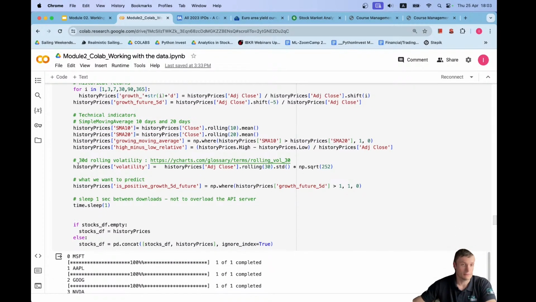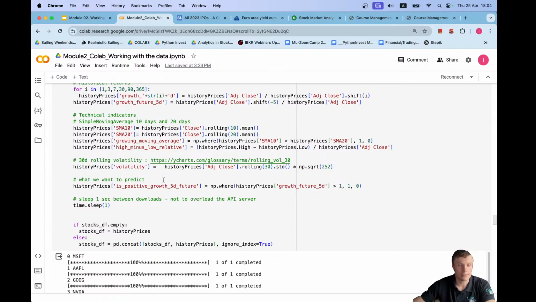So we also define volatility for a particular stock. This is a 30 days volatility rolling window. So it takes 30 days of adjusted close numbers for one stock. It takes standard deviation for it and multiplies on a square root of 252. This is a number of trading days in a year, and this is a daily number for volatility for a particular stock.